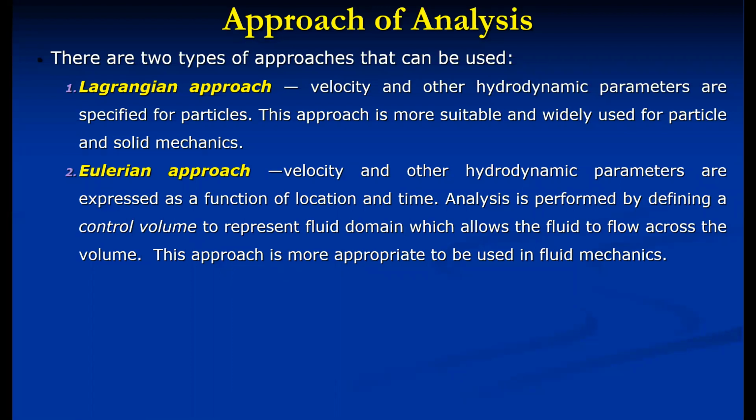In the Lagrangian approach, velocity and other hydrodynamic parameters like density, pressure are specified for a particular particle. And this approach is most suitable and widely used for particle and solid mechanics. While in the Eulerian approach, the velocity and other hydrodynamic parameters are expressed as a function of location and time. Analysis is performed by defining a control volume to represent a fluid domain, which allows the fluid to flow across that particular control volume. And this approach is more appropriate to be used in fluid mechanics.